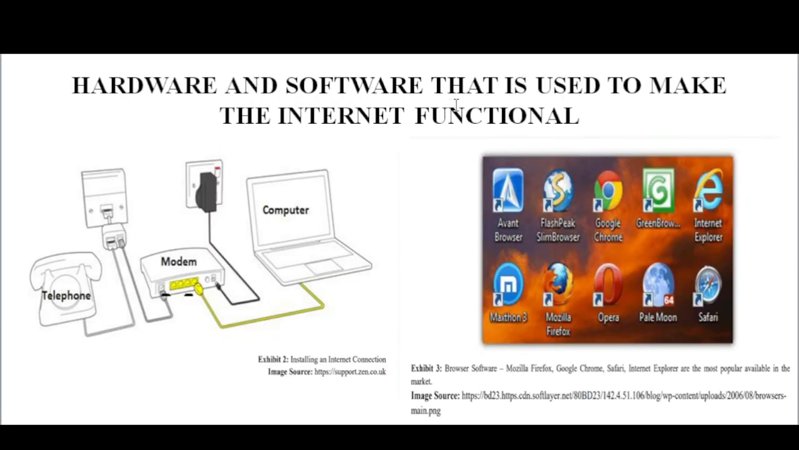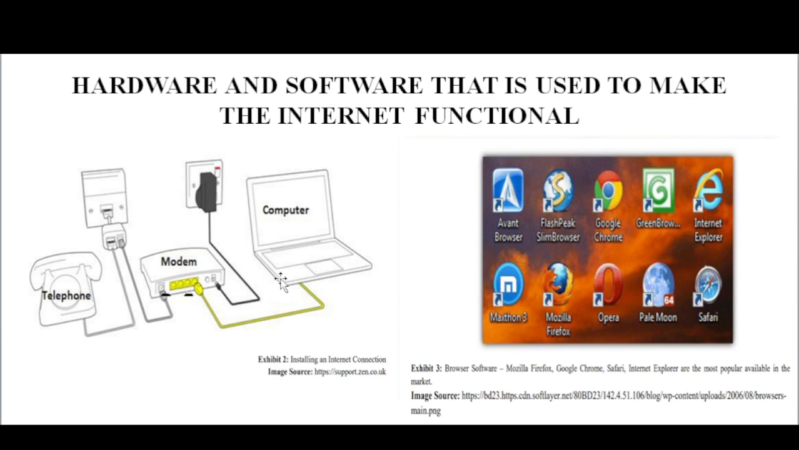Then hardware and software that is used to make the internet functional. You can see in these pictures, a modem is a hardware equipment that enables data transmission over a telephone line. A modem performs the functions of modulation and demodulation. Modulation converts digital signals to analog for transmission, while demodulation converts received analog signals back to digital form. The information stored is in a digital format, whereas the information when transmitted is analog.